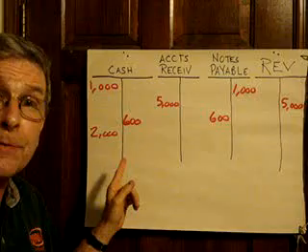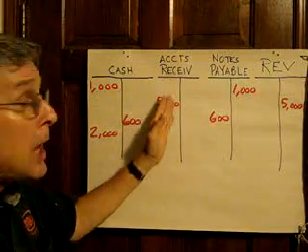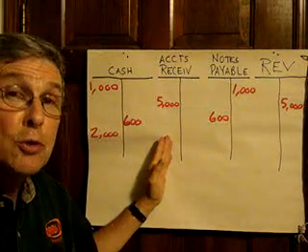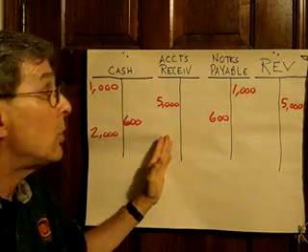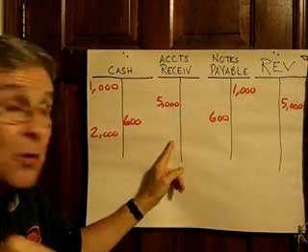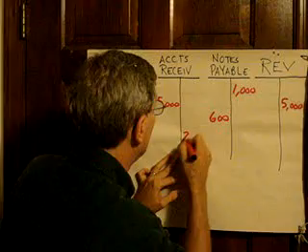Now, what other account is affected? Well, my accounts receivable now is going to be reduced because I've collected some of that. So when an asset goes down, that's a credit. I'm going to credit accounts receivable $2,000.